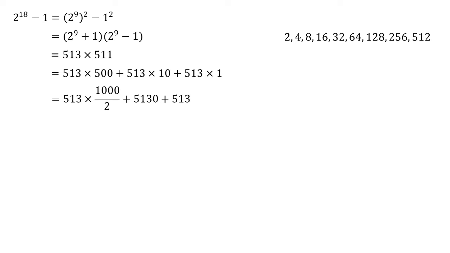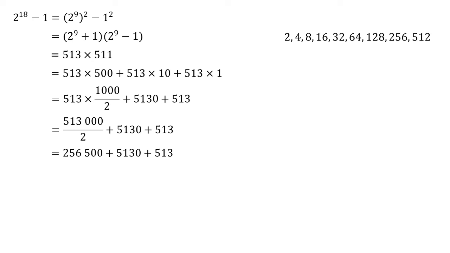If we think of the 500 as 1,000 over 2, we're going to multiply that by the 513, and our other two terms become 5,130 and 513. Our first term becomes 513,000 over 2. Well, dividing this by 2, we know that 500,000 over 2 is 250,000. 13,000 over 2 is 6,500. So the whole thing over 2 is 256,500.